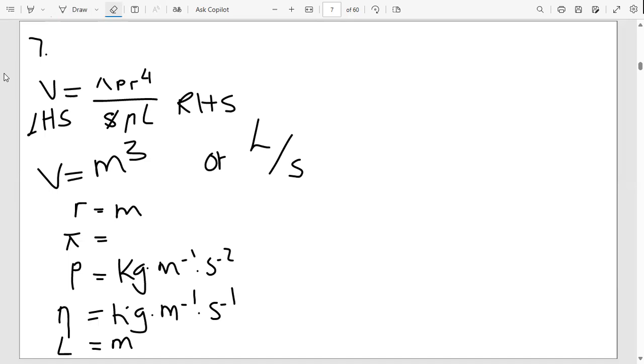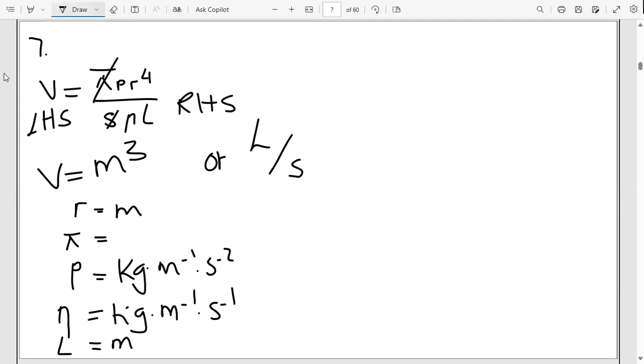So the pi that is here is dimensionless, so we're going to ignore it, since in dimensional analysis we're only focusing on the things that have dimensions other than constants. Even the 8 on the denominator is going to cancel out. So on the left hand side, what do we have? I have pressure, which has dimensions kg meter to the power minus 1, second to the power minus 2, multiplied by r to the power 4. So I'm multiplying this by meter to the power 4, since r is equal to meter.